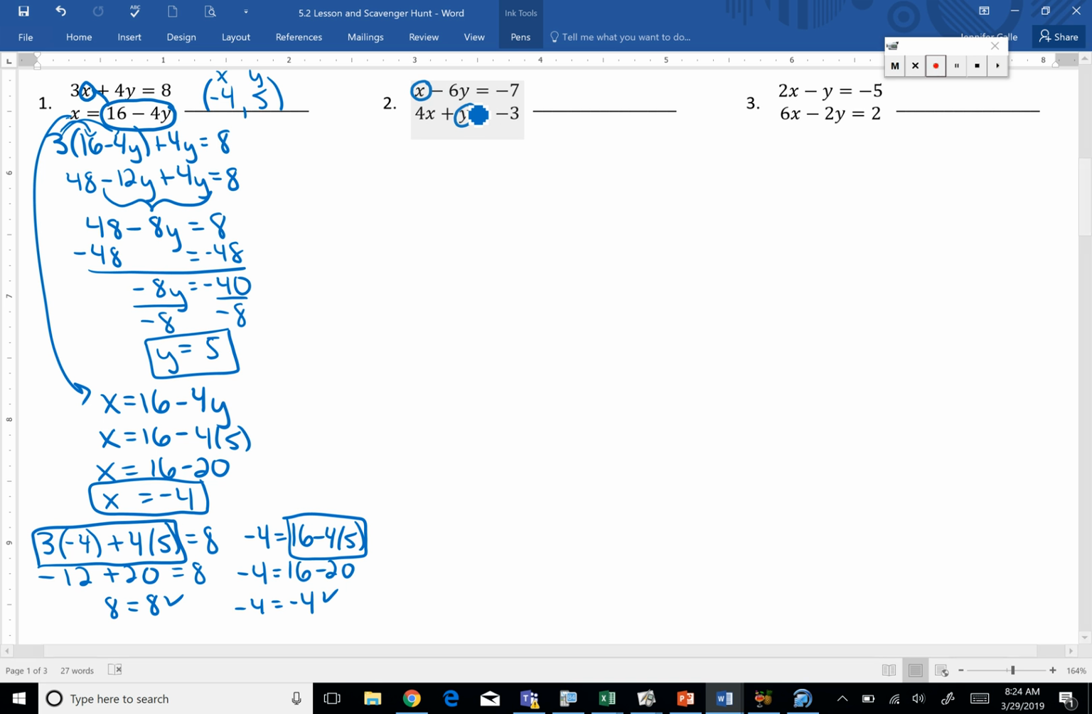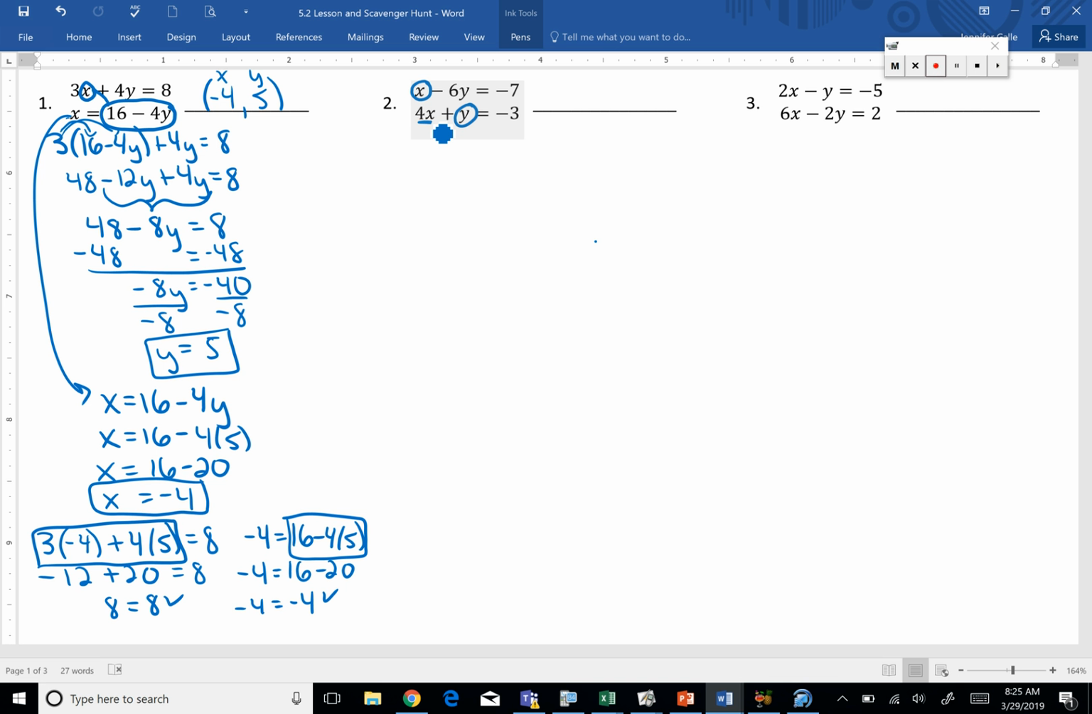If I look at that first equation, I have just a plain old x, so I don't have to worry about dividing by anything to get x by itself. If I try to get x by itself in the second equation, at some point I have to divide by 4 to get rid of that 4. If I divide everything by 4, I'm going to get some ugly fractions.